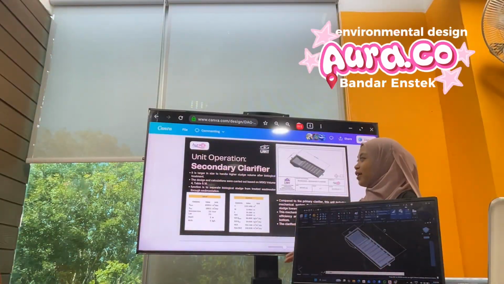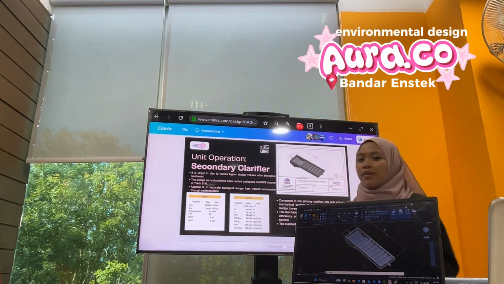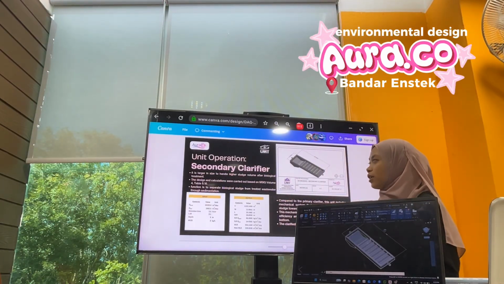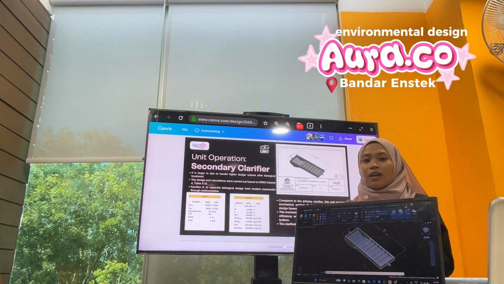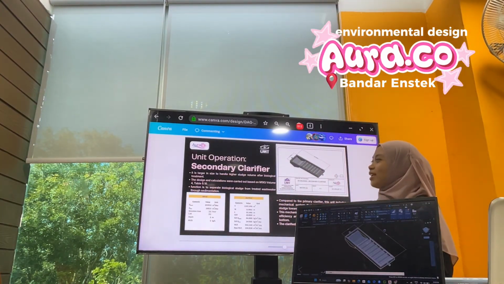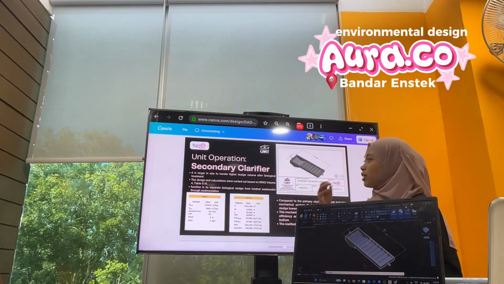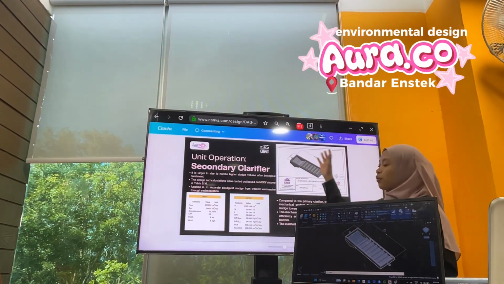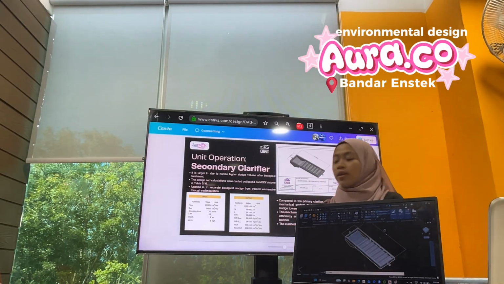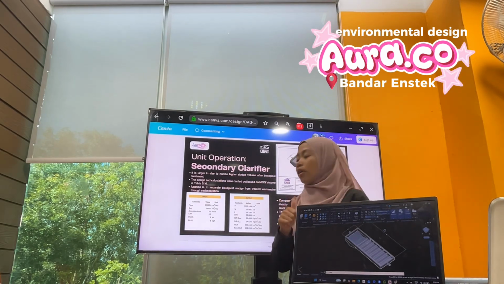Next, before this we shared about the primary clarifier, but this time I will share about the secondary clarifier. Primary and secondary clarifiers have the same function, but the secondary clarifier is enlarged in size to handle higher sludge volume after biological treatment. So this is our design. The design and calculation we carried out are based on Malaysia Standard Industry Guideline Volume 4 Table 5.10.